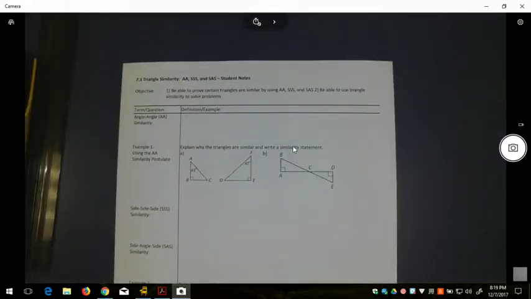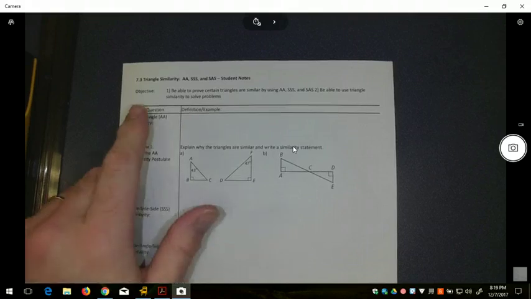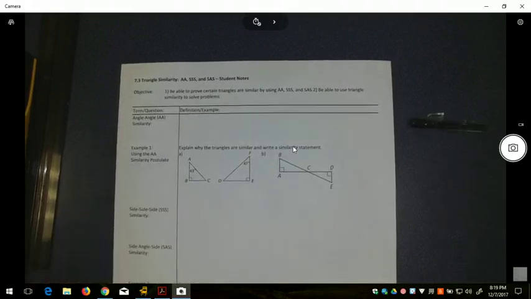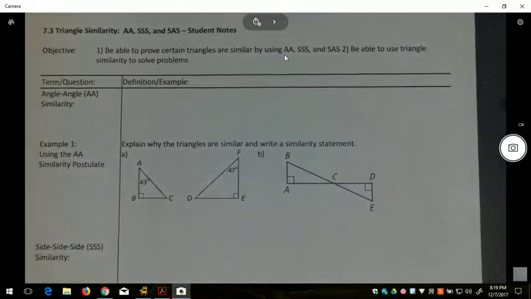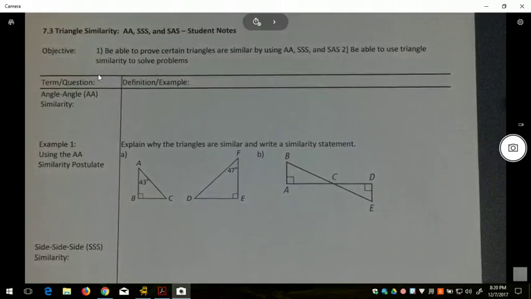7.3, triangle similarity with angle-angle, side-side-side, and side-angle-side shortcuts for similarity. The learning target or objective for this lesson is for you to be able to prove certain triangles are similar using angle-angle, side-side-side, or side-angle-side similarity, and to be able to use triangle similarity to solve problems.